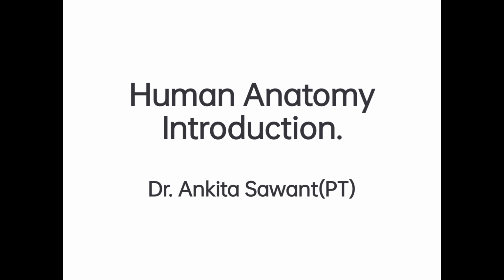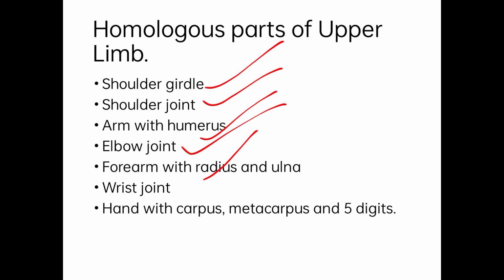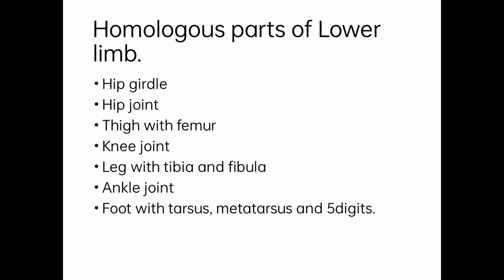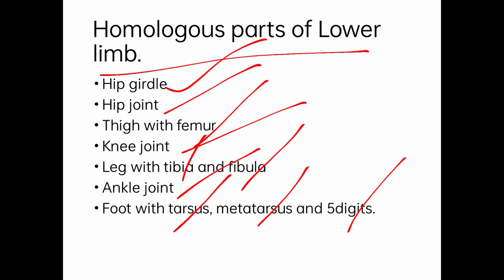Today's video is all about human anatomy introduction. So homologous parts of the upper limb consist of shoulder girdle, shoulder joint, arm consisting of humerus, elbow joint, forearm consisting of radius and ulnar bone, wrist joint, hand consisting of carpus, metacarpus and 5 digits. Now homologous parts of the lower limb consist of hip girdle, hip joint, thigh consisting of femur bone, knee joint, leg consisting of tibia and fibular bone, ankle joint, foot consisting of tarsus, metatarsus and 5 digits.